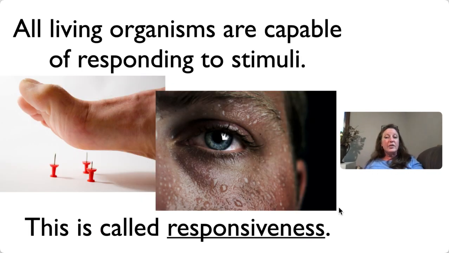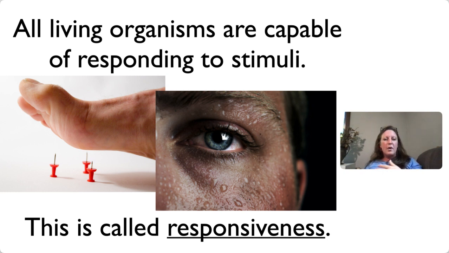All living things are also capable of responding to stimuli. So this is actually called responsiveness. And responsiveness always has some kind of movement associated with it. Now, over here, we've got someone stepping on a thumbtack. The response is going to be this reflex withdrawal of their foot. All right, movement's obvious there. Here we see someone whose pupil is changing size in response to a change in the light in the area. Okay, so there's also movement there.